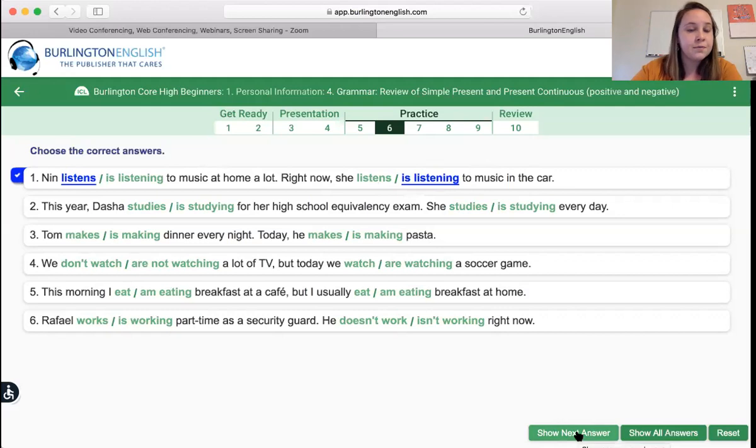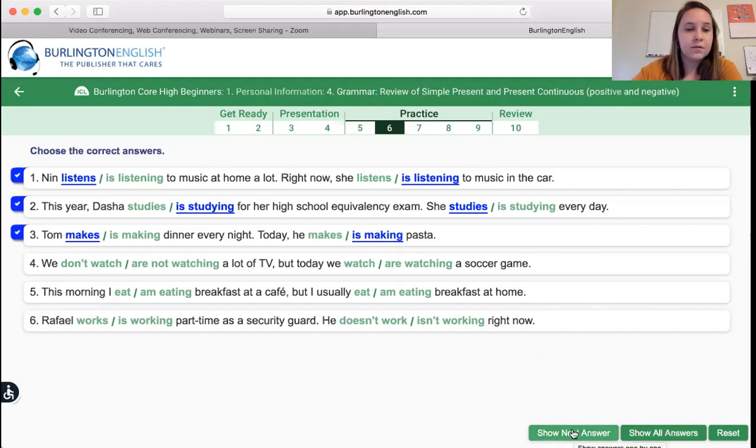Number 2, this year, Dasha is studying for her high school equivalency exam. So this year, she is studying. She's doing it right now. She studies every day. It's something she does regularly. Number 3, Tom makes dinner every night. Today, he is making pasta.